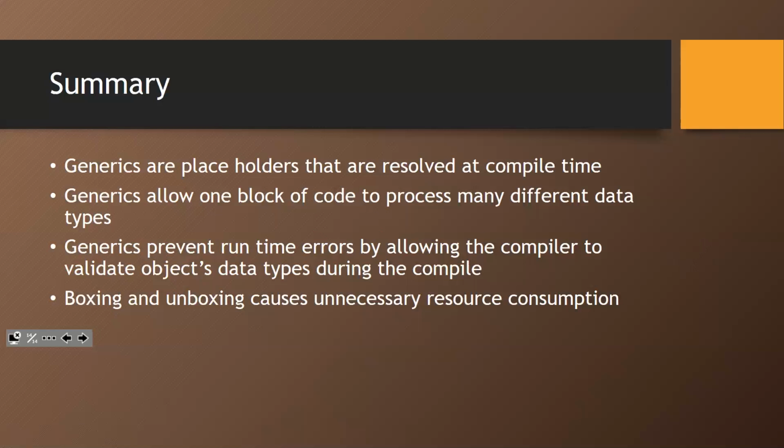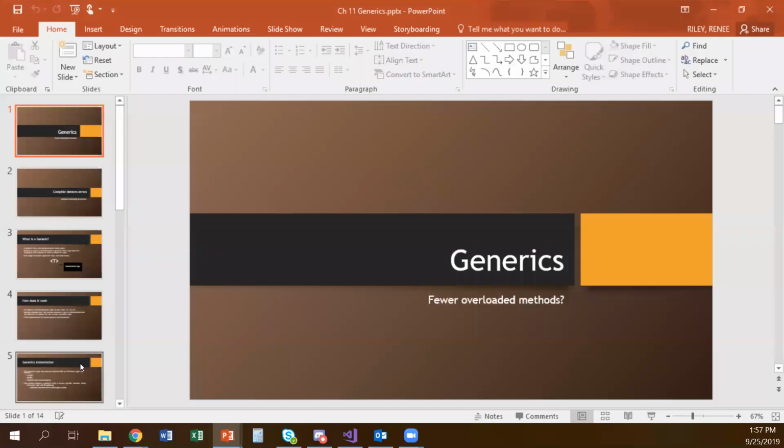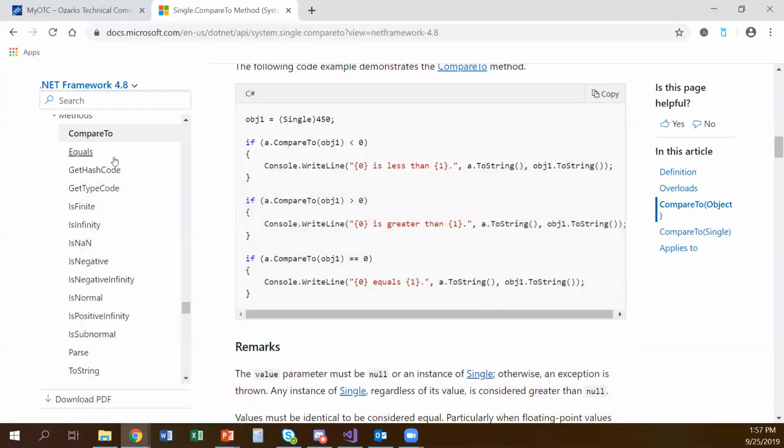So overall, generics are placeholders that are resolved at compile time. They allow one block of code to process many different data types, and they prevent runtime errors by allowing the compiler to validate objects' data types during the compile. So any questions about those? Really important stuff.